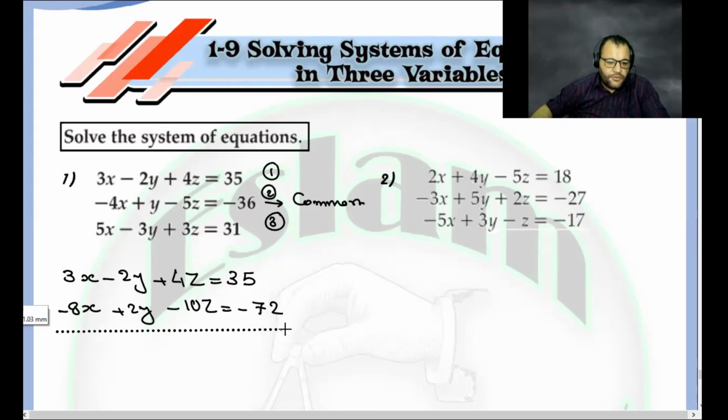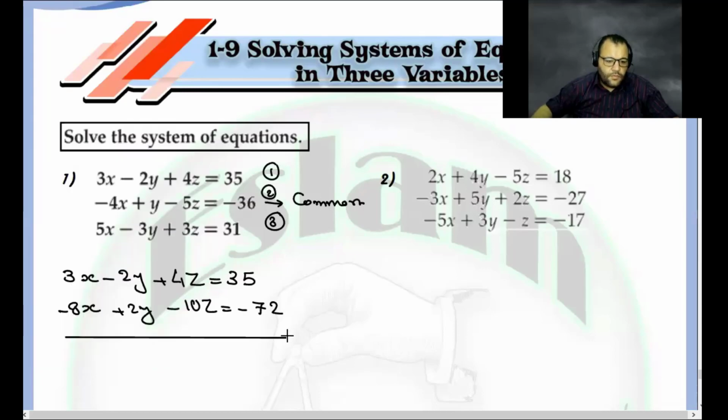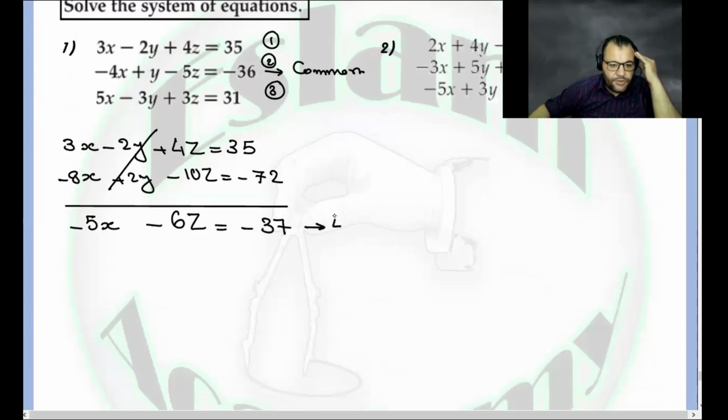Any problem for now? No, sir. Okay. Then by solving, 3x minus 8x will be negative 5x. The y terms will cut off. Then 4z minus 10z is negative 6z, equals 35 minus 72, which is negative 37. And that will be equation number 4.